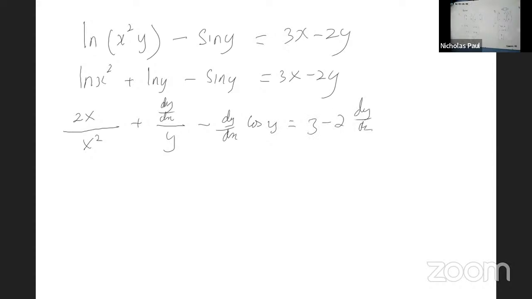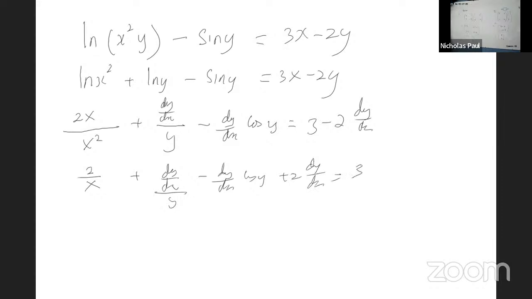What do we do with that y underneath there? So here's what we have. We have 2 over x plus dy/dx over y minus dy/dx cos y is equal to, well, I'm bringing across that 2 dy/dx one time.